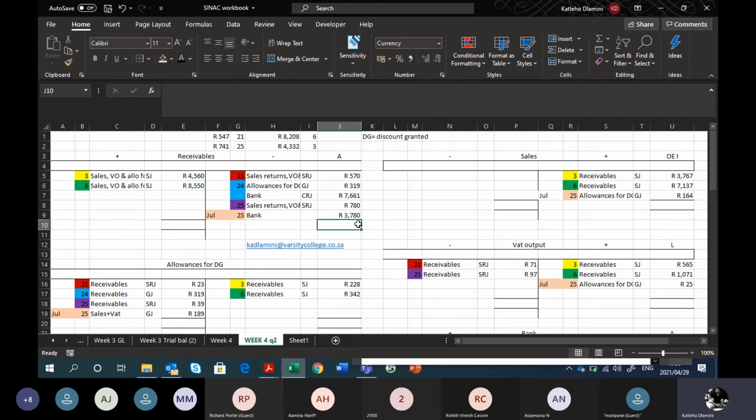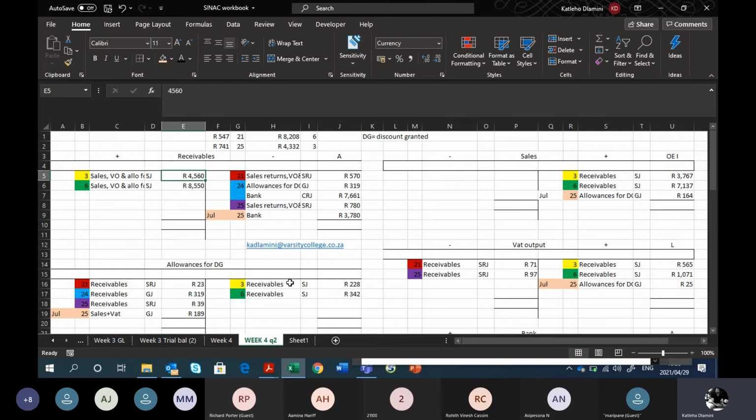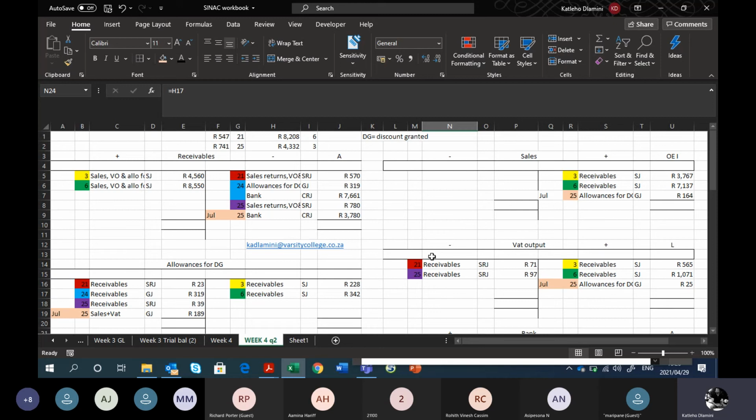So this guy will be paying us 3,780 Rand. Otherwise, he would have been paying us the full 4,560 Rand. Okay. So now I'm just going to grab this, paste it here, and grab that one. Sorry, no, grab that one and paste it here. And that's going to be that amount over there. Okay. And that's going to be a CRJ, and that's your CRJ over there. Okay, so now we are done with this portion of it.